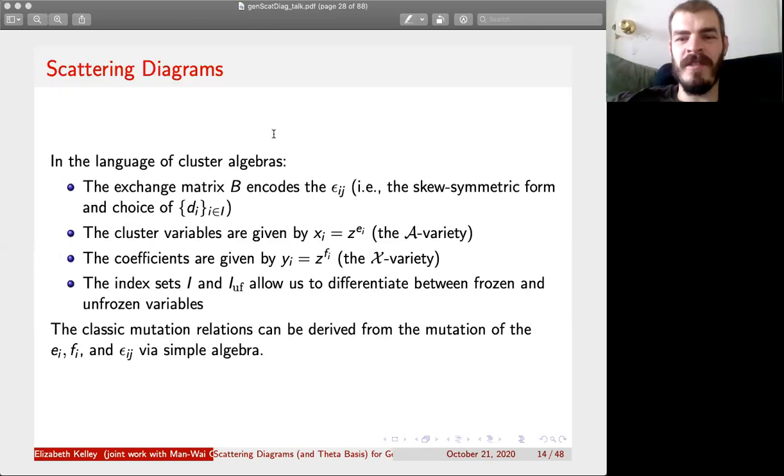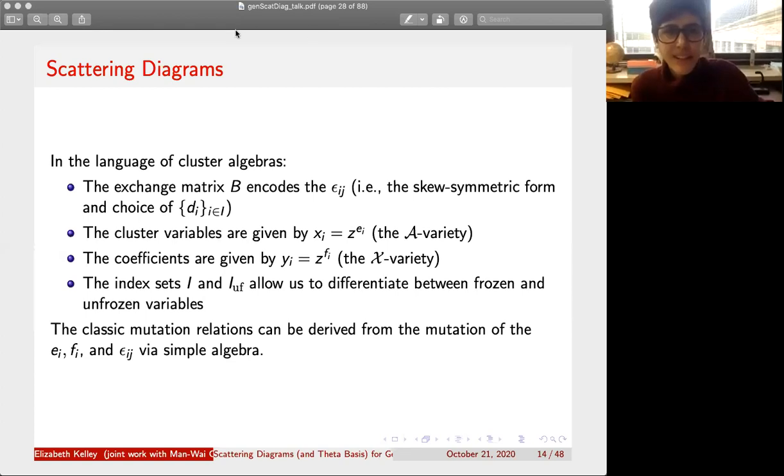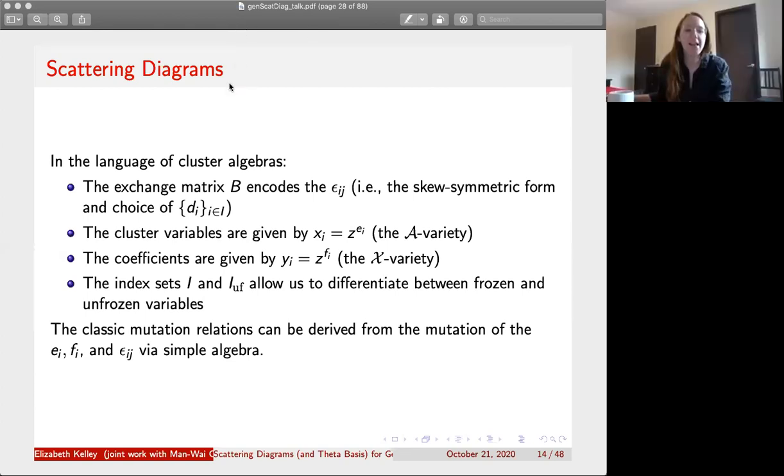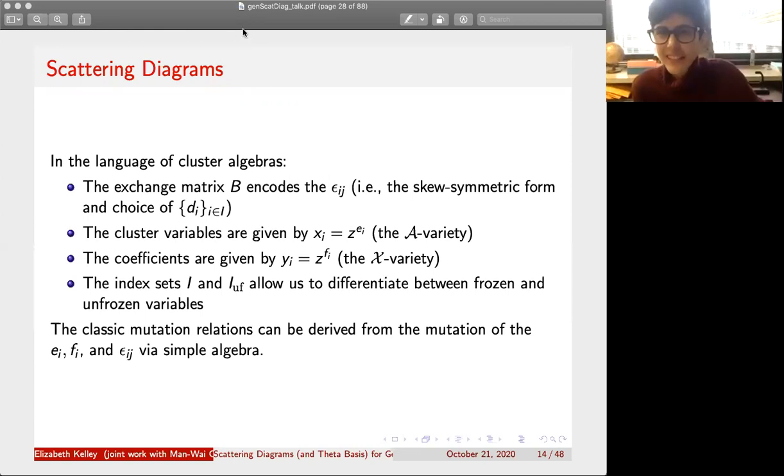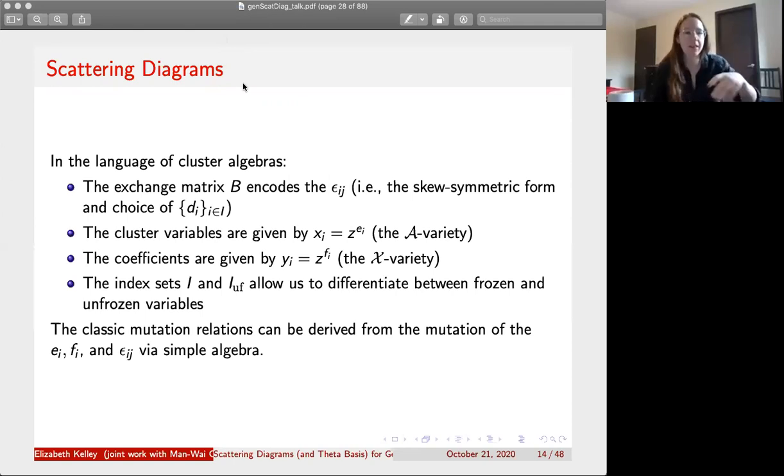There's a question from Galen. Oh, yeah. Would you like to ask it? Yes, yes. Sorry, I have something covering the chat, so I didn't see it. No problem. No, I put it in there like 5 seconds ago. I was just asking, you said that the EI, FI, and EIJ can be recovered via simple algebra. And I was curious if you could write down a single formula for an arbitrary scattering diagram that tells you what the relationship is.